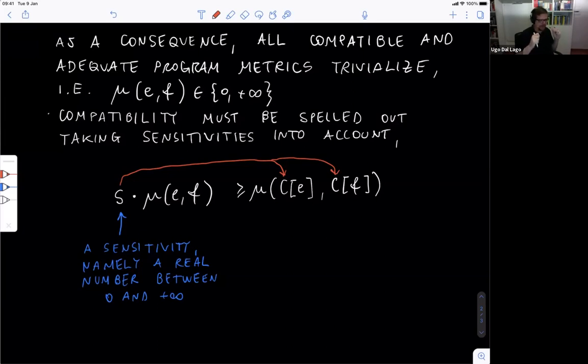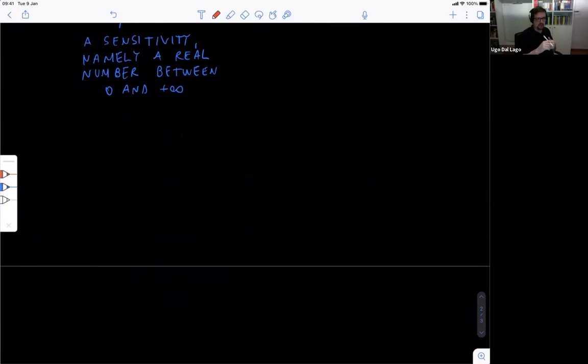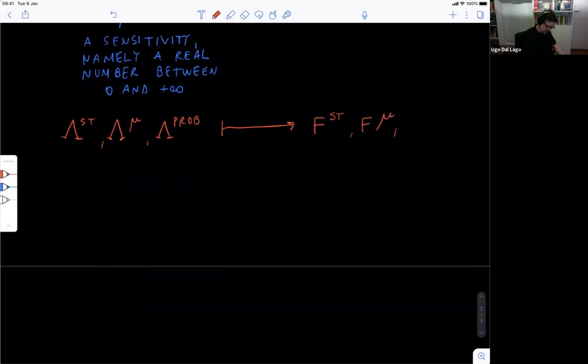In particular, you take into account how many times the context uses its argument. And then, where do sensitivities come from? How can we compute how much a context uses its argument? You can do it by, as I already hinted, taking inspiration from linear logic. In particular, we can refine the kind of calculi we introduced in the first three lectures with linearity constraints. So from calculi like lambda st, lambda mu, lambda prop, you can go to calculi like fst, f mu, f prop.